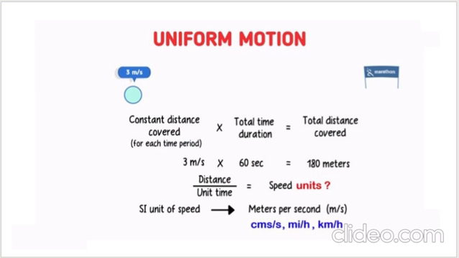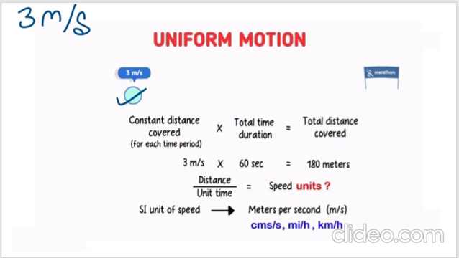Now say that there is a particle. It has a speed of 3 meter per second. Okay, now if I want to find the distance covered, how will I do it? What is the constant speed? It is 3 meter per second. And what is the total time? Total time is 60 seconds. So 3 meter per second into 60 seconds, that gives me how much? 180 meters, correct? And distance over unit time, what is the distance over here? It is 3 meter over the unit time.